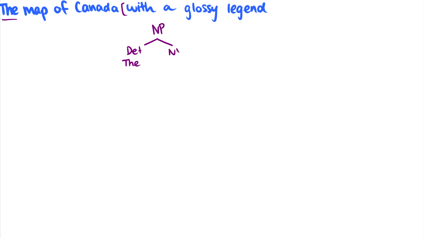Now, with the glossy legend is an adjunct, and of Canada is a complement. So with a glossy legend is going to be the daughter of an N-bar and the sister of an N-bar because it is an adjunct. Okay? So let's do with a glossy legend. Actually, let's do that after. Let's do map of Canada first. Let's get the adjunct, or the complement in there. So complements are going to be daughters of N-bars and sisters of heads. So this is map, and then we have of Canada. So here is our complement, and here is our adjunct.